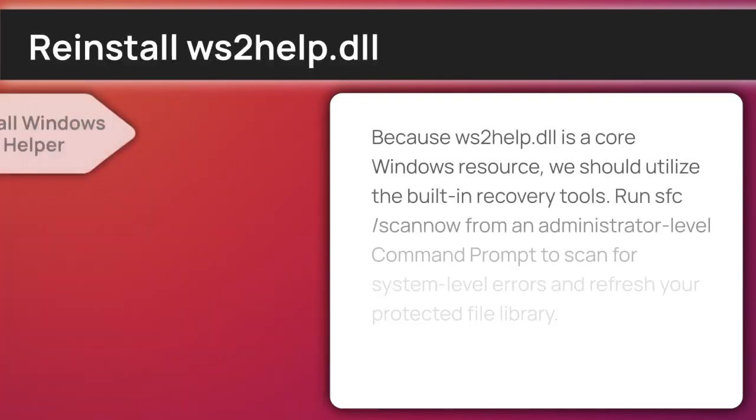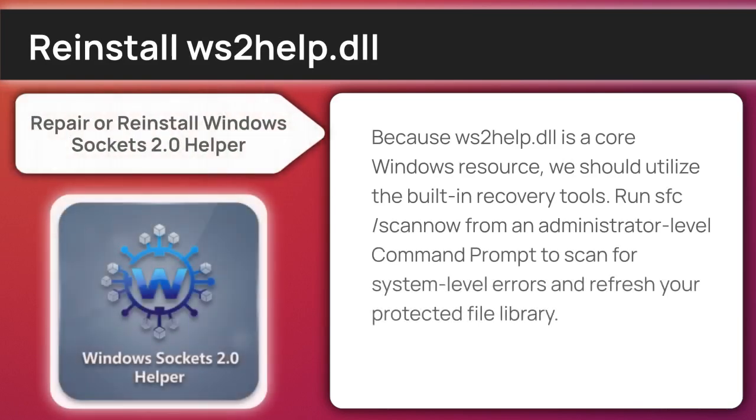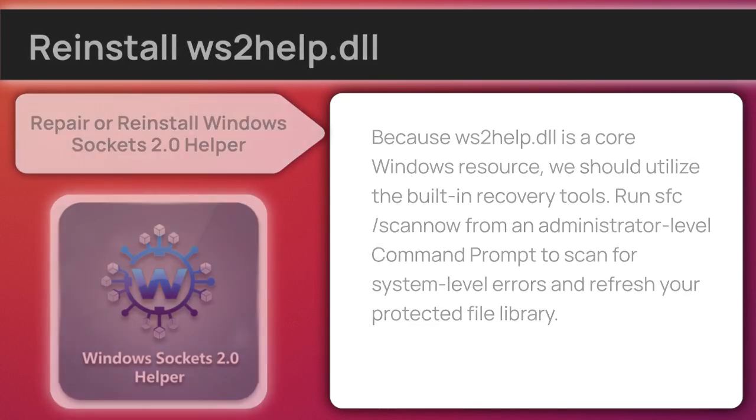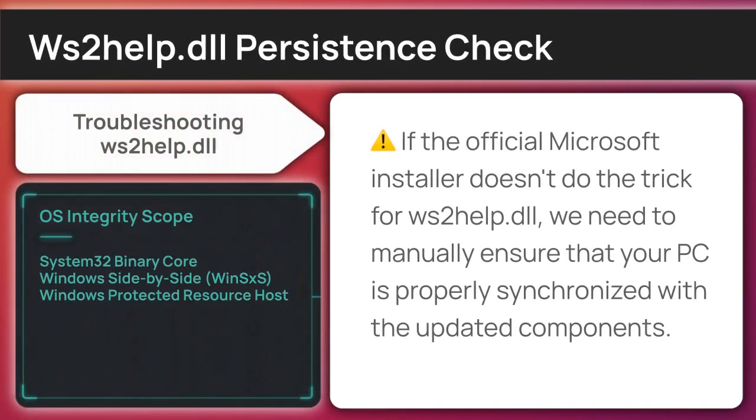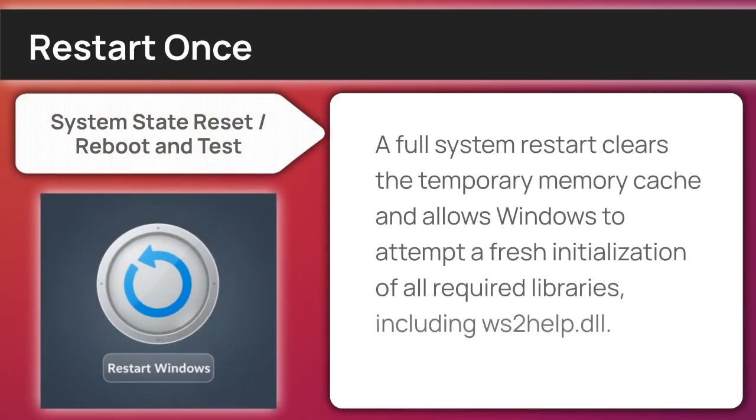Because ws2help Library DLL is a core Windows resource, we should utilize the built-in recovery tools. Run sfc /scannow from an administrator-level command prompt to scan for system-level errors and refresh your protected file library. Persistence of this error after a clean reinstall suggests that the issue may reside within the current user session's initialization. A full system restart ensures that no background processes are currently locking the ws2help library file. A fresh boot allows Windows to reinitialize its library map from a clean state.